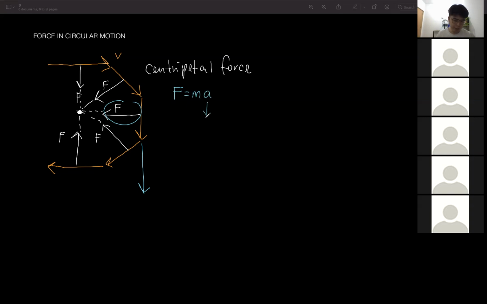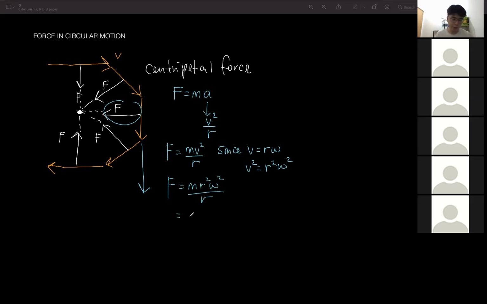Applying this, centripetal acceleration is v squared over r. So we have F equals mv squared over r. Just add an m there. Since v equals r omega, v squared equals r squared omega squared, so F equals m r squared omega squared over r. So we have m r omega squared. We get a second formula for centripetal force.